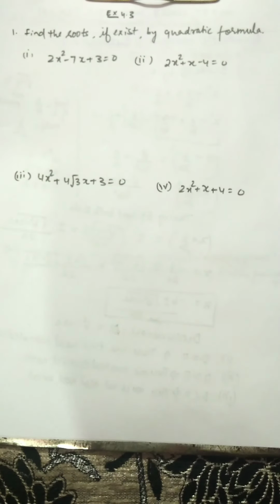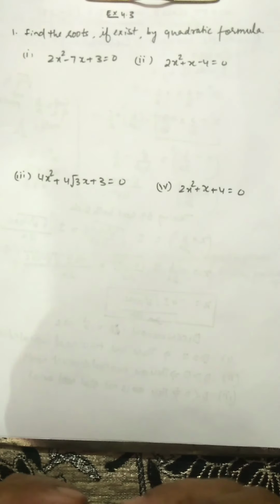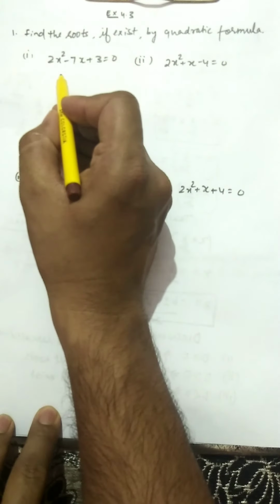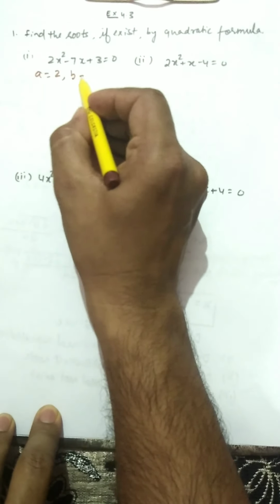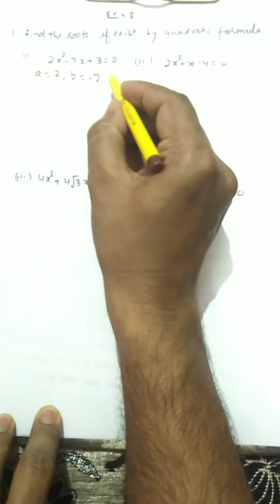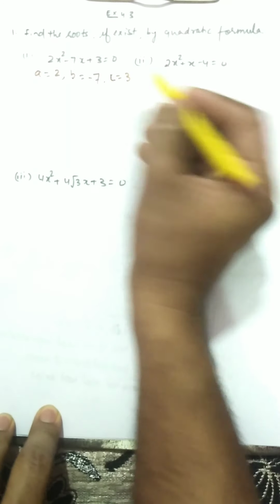Now this is exercise 4.3, question number 1. Find the roots, if they exist, by the quadratic formula. When they say check whether the roots exist or not, it means they are asking you to find the value of D, the discriminant, and on the basis of that decide whether the equation will have two roots, repeated roots, or no roots at all. So we'll find this D first. Here you can see that a is 2, b is minus 7, and c is 3.